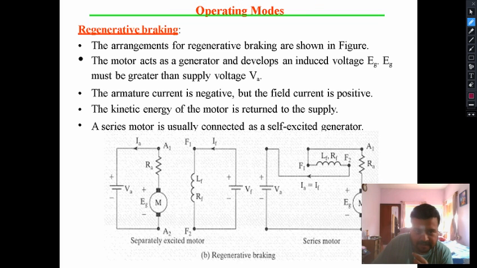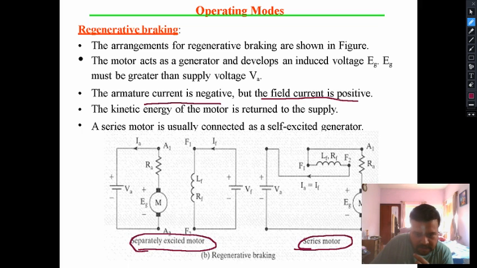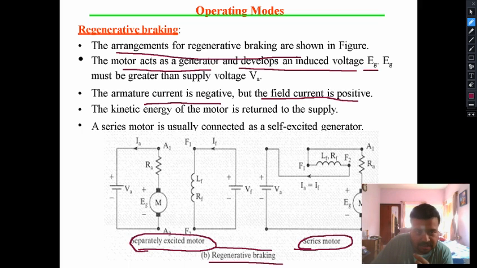So the armature current here in this case is negative, but the field current is positive. This is the characteristics when we will be operating a separately excited motor. And this will also be the case for series motor during regenerative braking. So the arrangements for regenerative braking are shown in the figure. So the motor acts as the generator and develops an induced voltage EG.